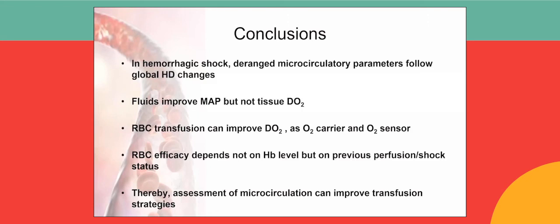The efficacy of red blood cells depends not only on hemoglobin level, but also on the previous condition of the recipient. And thereby, I think there is a place for the microcirculation in the assessment of the risks and benefits of transfusion. But I think algorithms should be developed first in anemic patients before we can move on to use this in our bleeding patients.